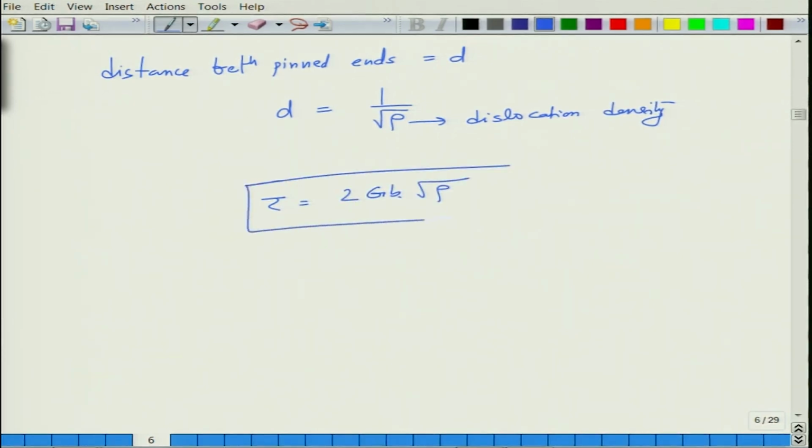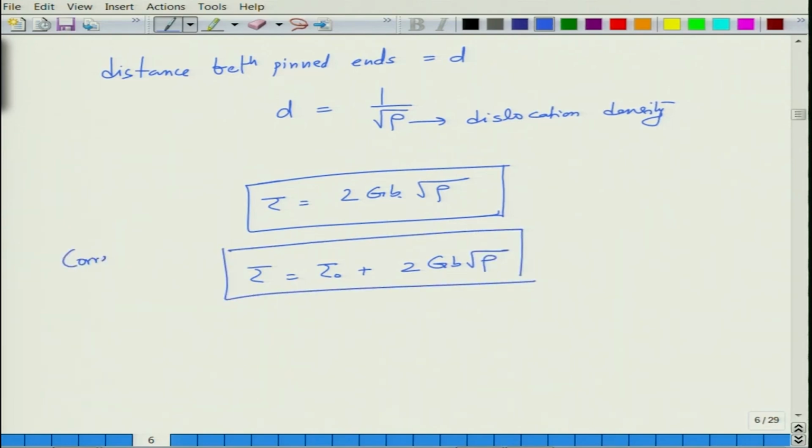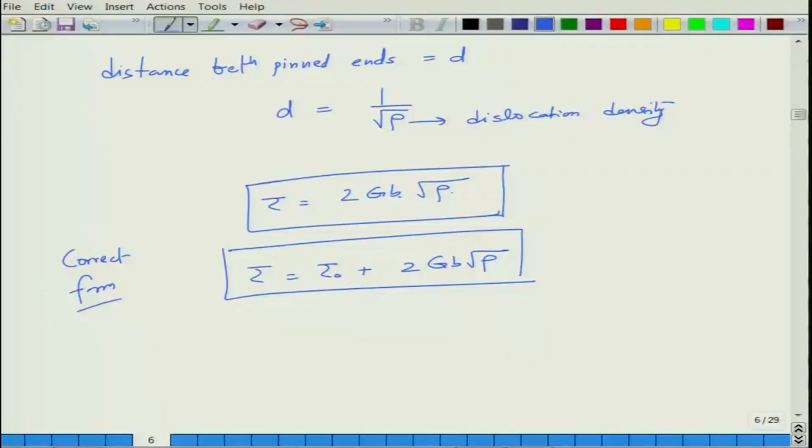So, this is the stress required to move a dislocation. Empirically, this equation will be tau is equal to tau naught plus 2 G b square root of rho. So, this is the correct form. But what it suggests is that as your dislocation density goes up, the stress required to deform a material also goes up. So, the minimum stress goes up as your dislocation density increases. So, this is basically about the Frank-Read source operation.